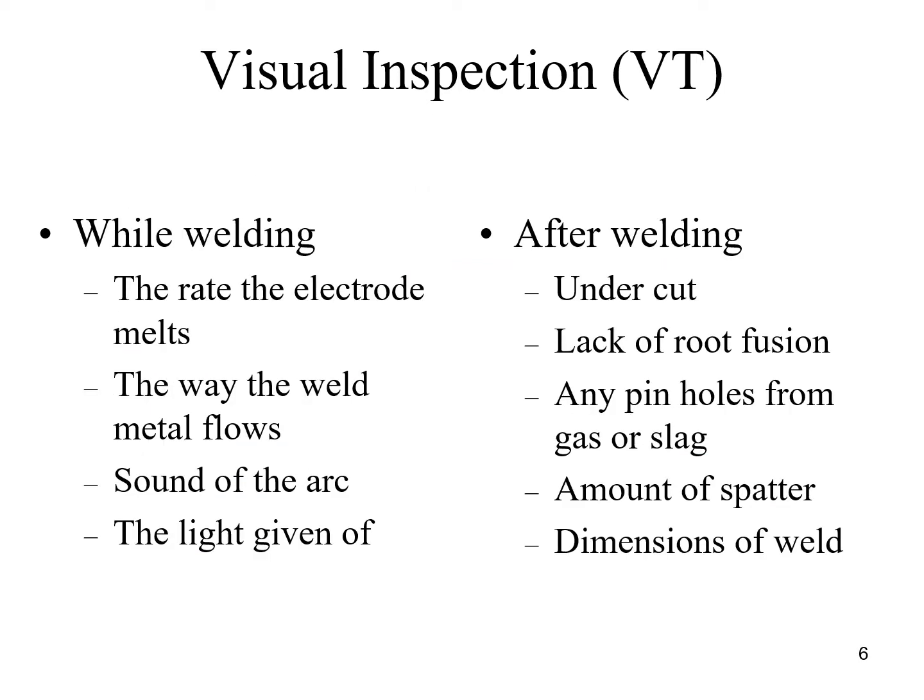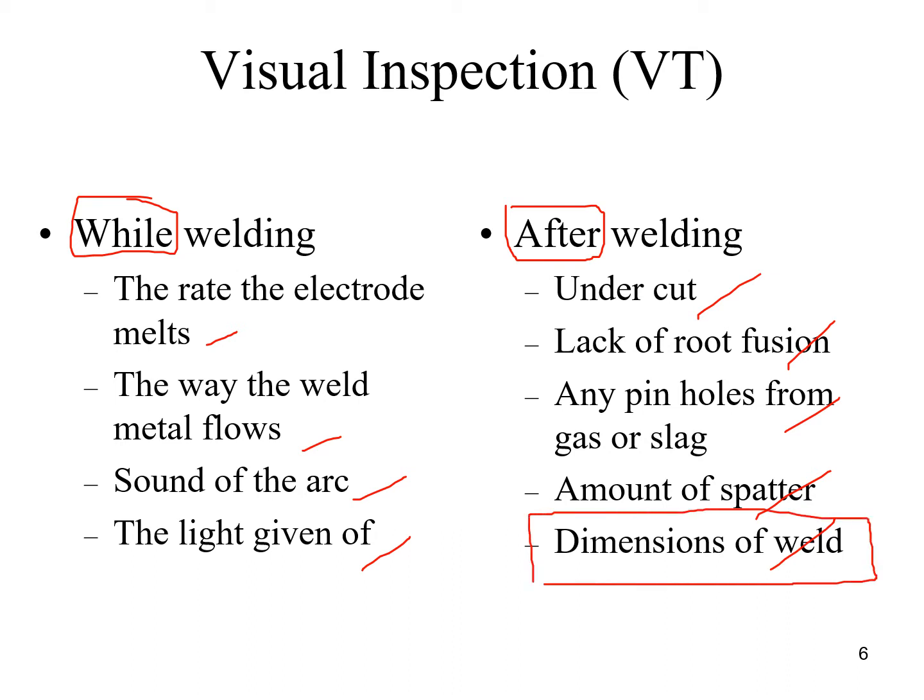While welding, in case of visual inspection method, the rate the electrode melts, the way the weld metal flows, sound of the arc, the light given off, these we can detect through visual inspection during welding. After welding, we can check whether there is any undercut, lack of root fusion, any pinholes from gas or slag, amount of spatter, and dimensions of the weld. This we can check with the calipers.